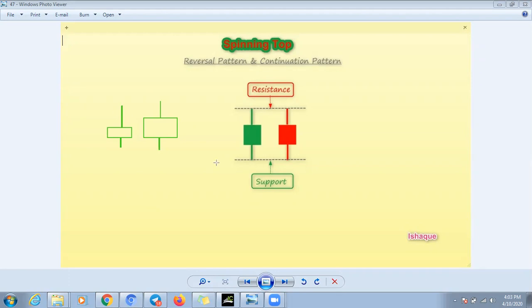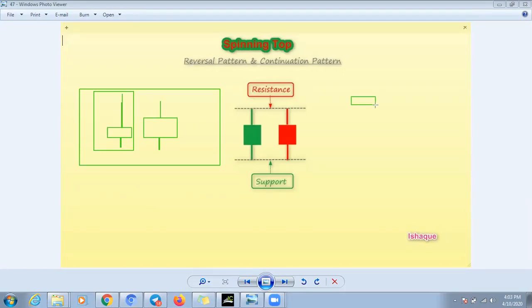If this shows a greater weight and this body is smaller, this is not a spinning top. Sometimes you found it like this. These wicks should be small, equal size or with less difference. You can say this is a spinning top.